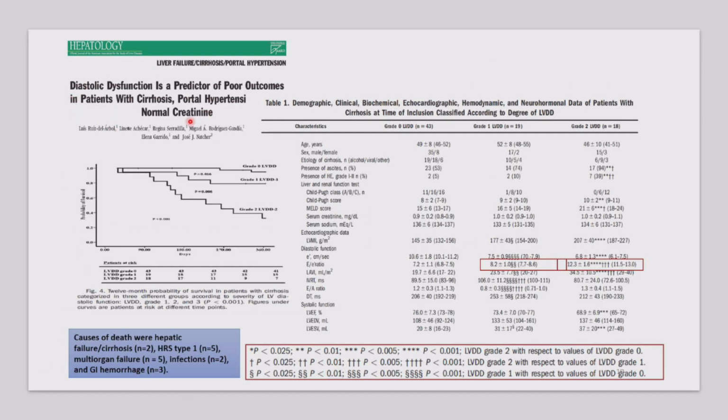In this paper, just the presence of LV diastolic dysfunction was a predictor of poor outcomes in patients with cirrhosis, even if they had normal creatinine to begin with. And over time, patients with higher grades of diastolic dysfunction fared much worse. Please remember, cirrhotic cardiomyopathy is defined by the presence of grade 2 or higher LV diastolic dysfunction, and patients with grade 1 might stage migrate to no diastolic dysfunction with proper therapy.